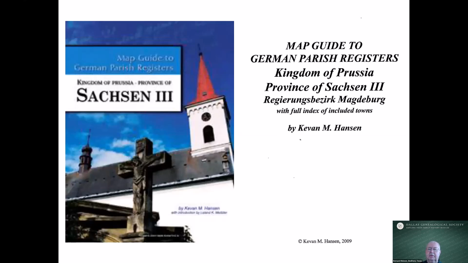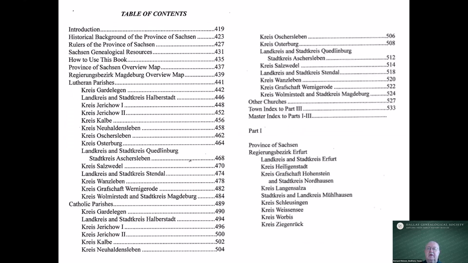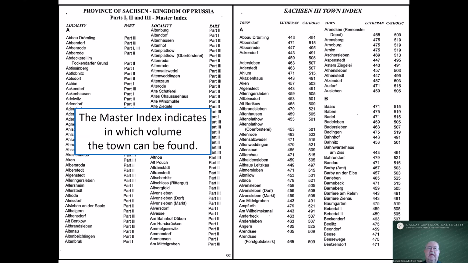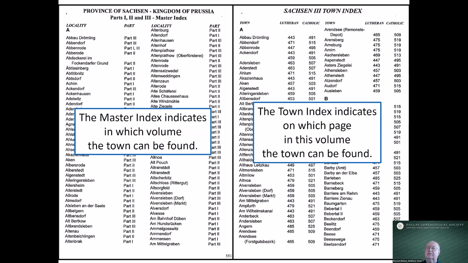There are 3 volumes. So if we look at the table of contents, there in the middle on the right, there's the town index to just part 3, but the master index to parts 1, 2, and 3. So on the left, there's that master index, which lists the name of the community and then tells you in which volume, which part, you would find it. Abendroad, it may be more than one Abendroad. It shows part 1 and part 2. Then on the right is an example at the back of Sachsen 3, the town index for the page numbers of the towns that are in that particular book.